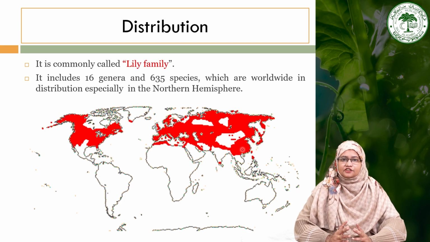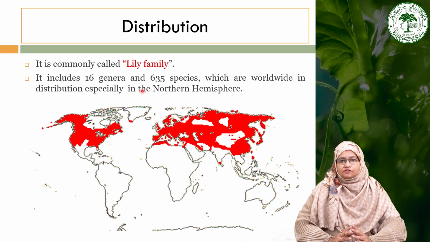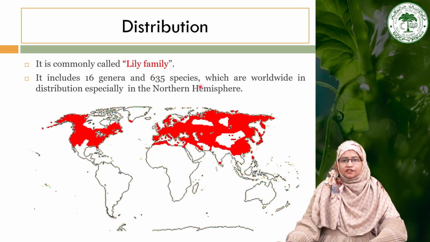Now first of all, the distribution of the Liliaceae family. As I have told, it is also commonly called the lily family, which includes around 16 genera and 635 species, which are worldwide in distribution, especially in the northern hemisphere. As you can see here, the red portion shows the distribution of this lily family. It is particularly distributed in the northern hemisphere. These are the main regions of this family. All over it is distributed worldwide, but the main region is the northern hemisphere.